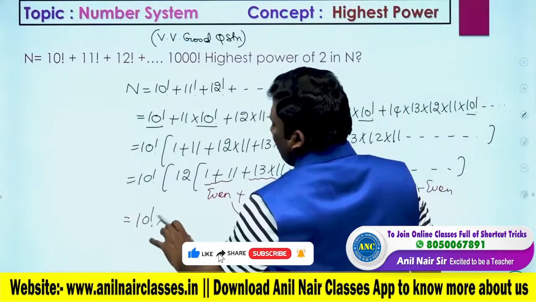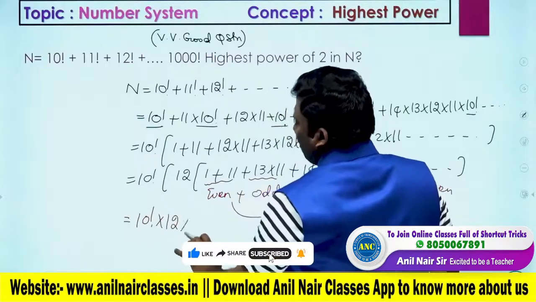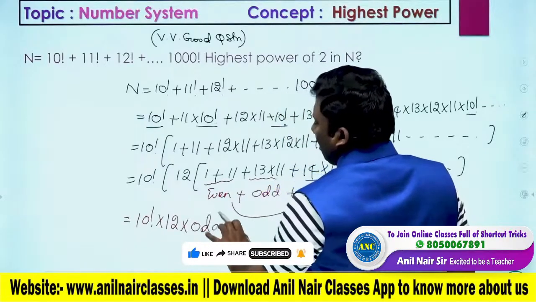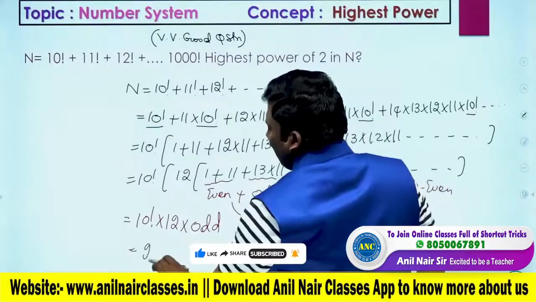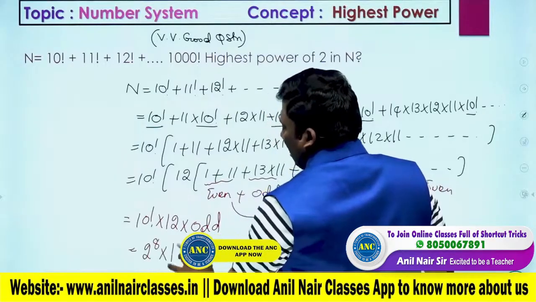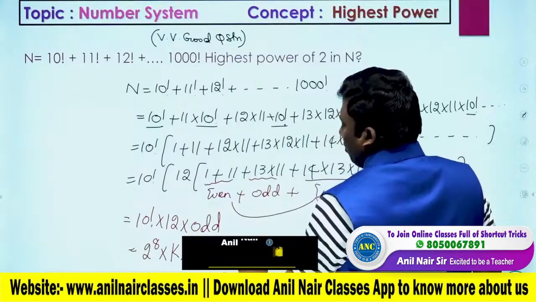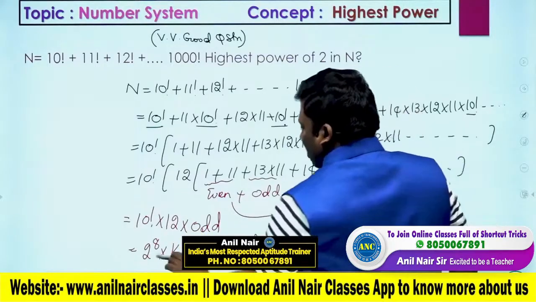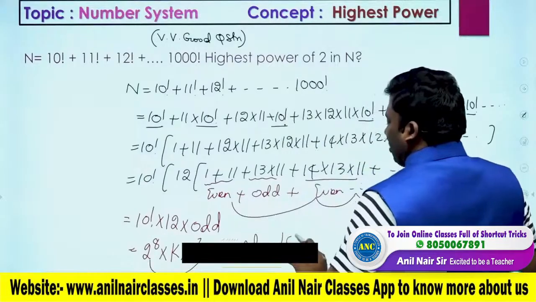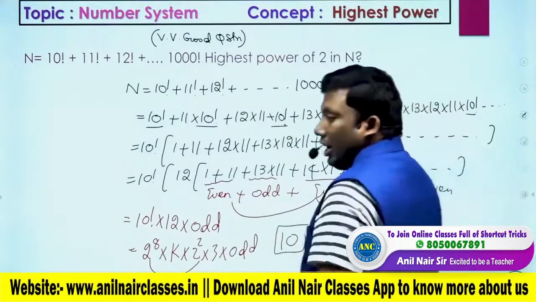So the answer is 10 factorial into 12 into odd. For 10 factorial, we already did it: the highest power of 2 is 8. 12 is 2 square into 3 into odd, so this will be 8 plus 2. Answer is 10. I hope it is clear.